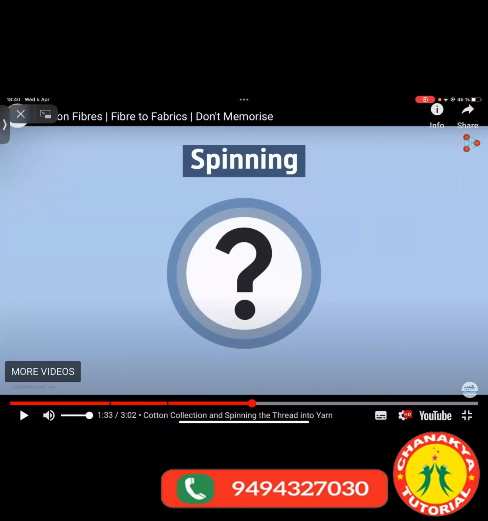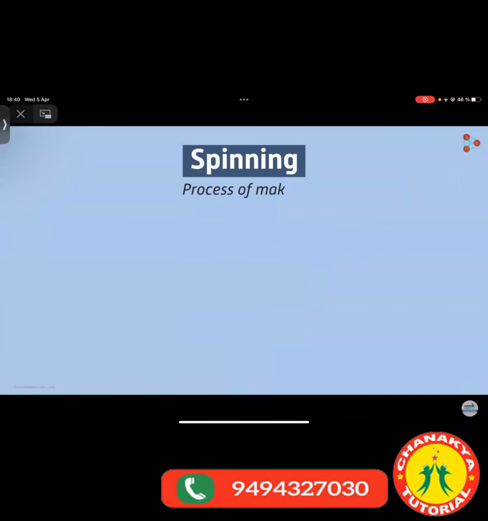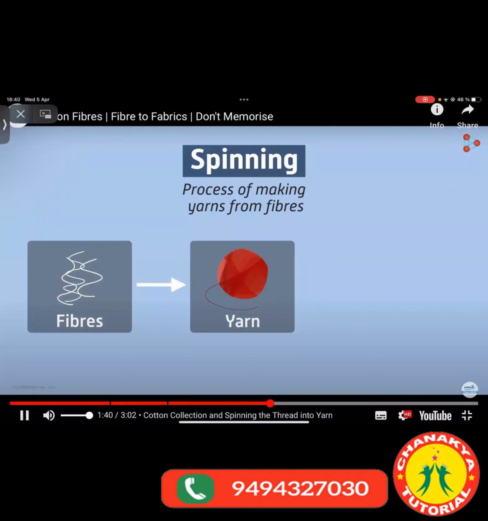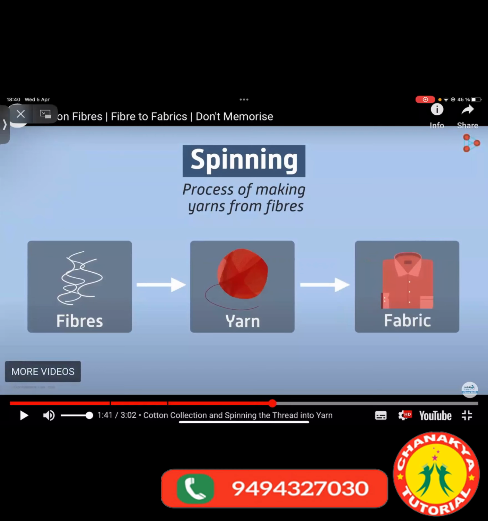Second step is spinning. It is simply the process of making yarn from fibers. Remember the series? Fibers make up yarn and yarn makes the fabric. So what is spinning? Spinning is the process of making yarns from the fibers. What is ginning? Ginning is separation of seeds and the fibers.